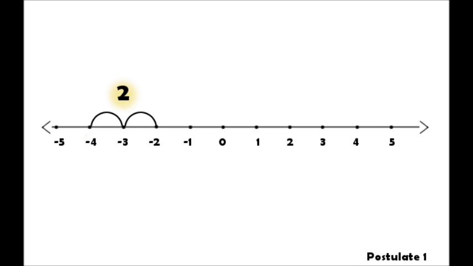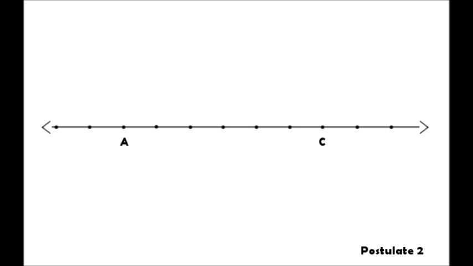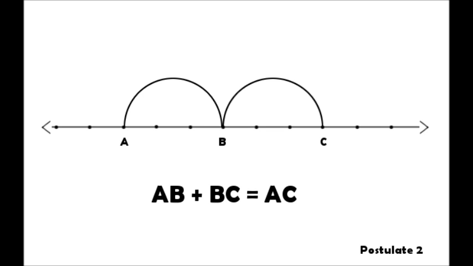To explain postulate 2, we zoom in on a line segment called AC. If we put a point called B anywhere on the line segment, the distance between points A and C is equal to the sum of A to B and B to C.